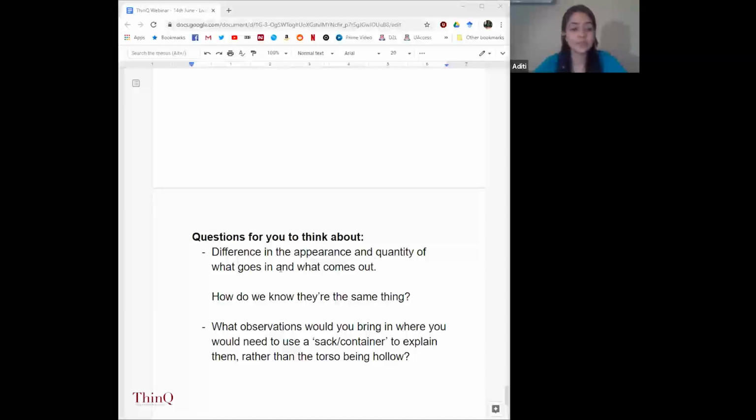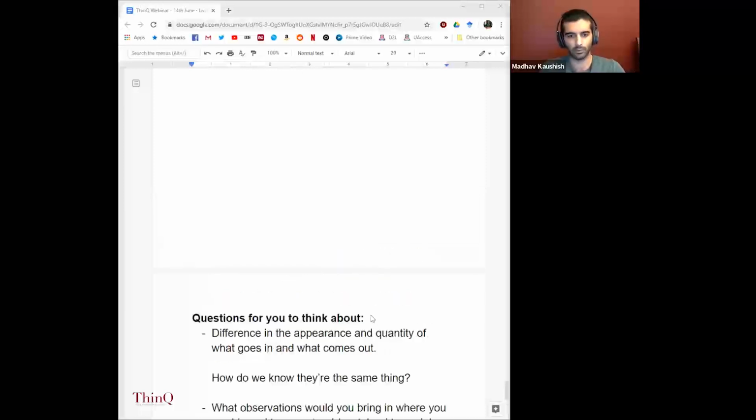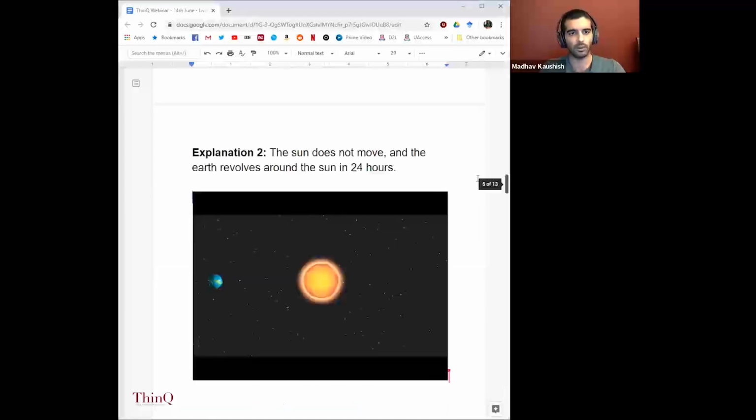that is, these are the basic components of a scientific theory, which is observations and an explanation, right? And so the goal is to get an explanation for an observation or a set of observations. And in order to do that, we postulate things. We say that these statements are true. So let me go back up to the Earth and Sun. The Sun does not move and the Earth revolves around the Sun in 24 hours.